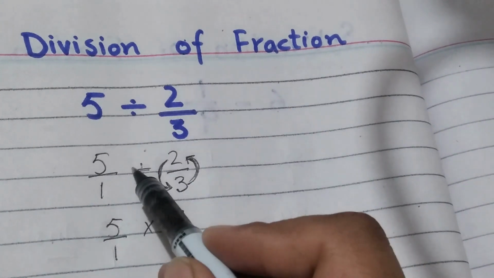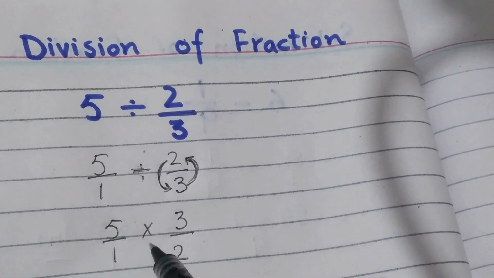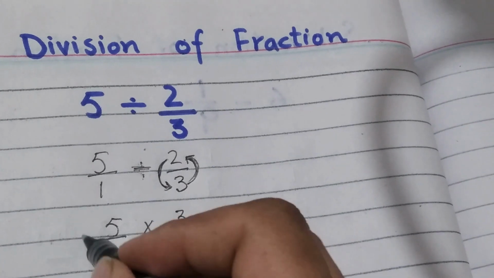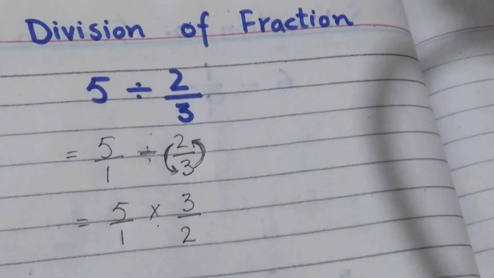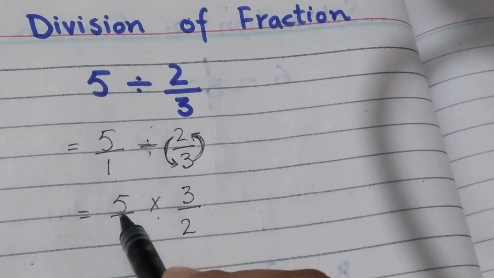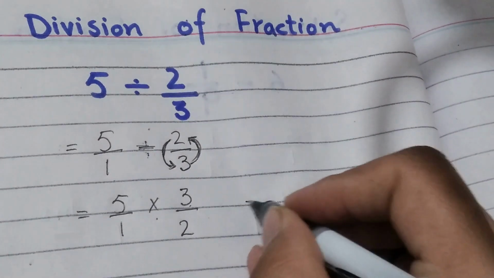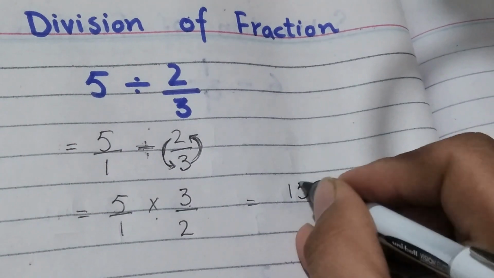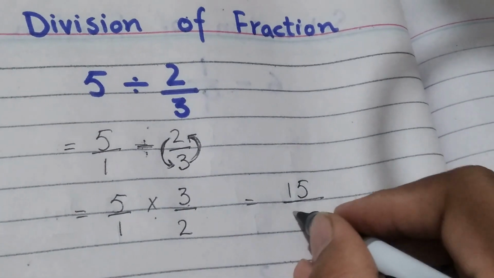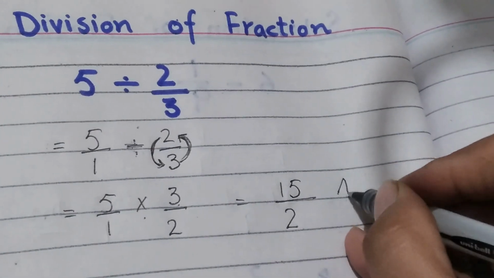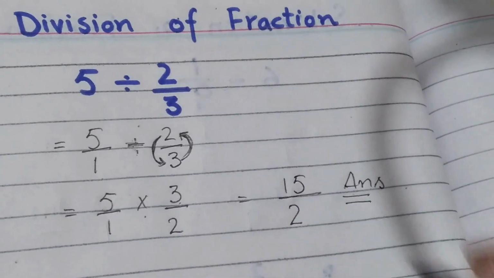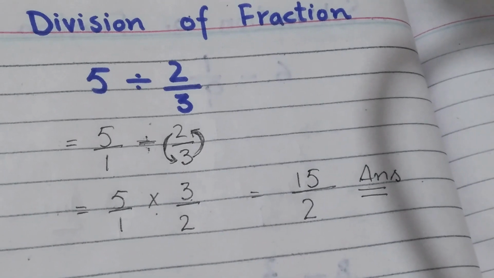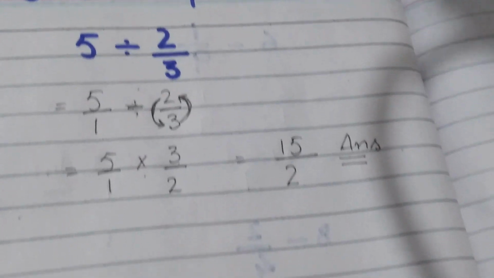We convert the division symbol into the multiplication symbol, so now we will multiply 5 multiplied by 3 equal to 15 over 2 multiplied by 1, that is 2. It's our answer. Understand? I hope you understand my questions well.